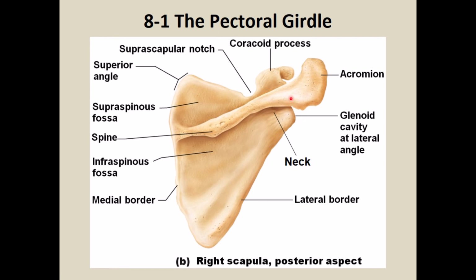And here is the glenoid cavity, so partially it's visible. That is where the head of the humerus attaches. Also the border, so this is the lateral border, which is more oblique. This is the medial border and the superior border, and here you can see on the lateral side there's a notch there, suprascapular notch.